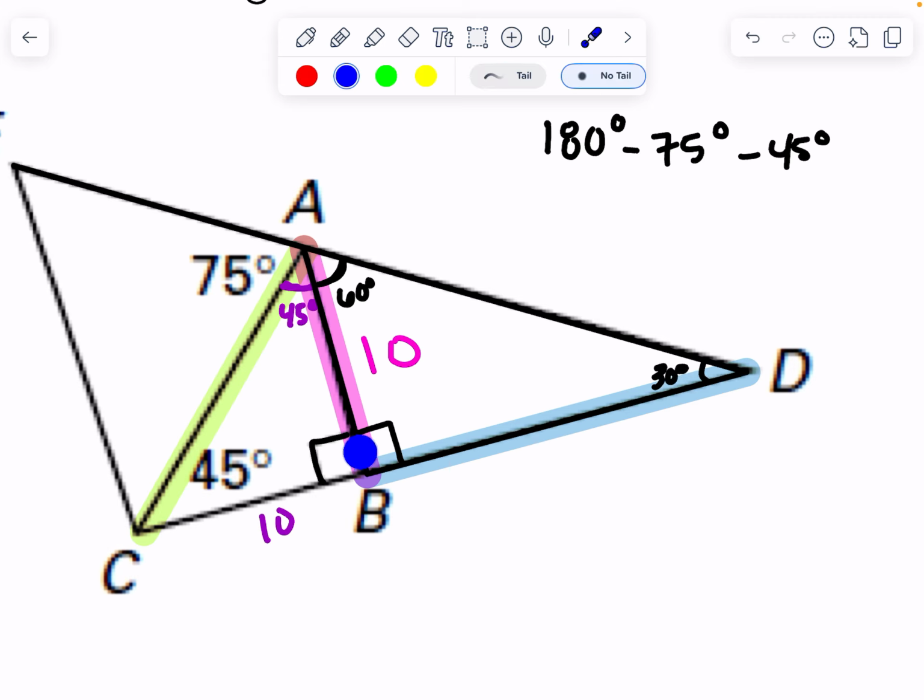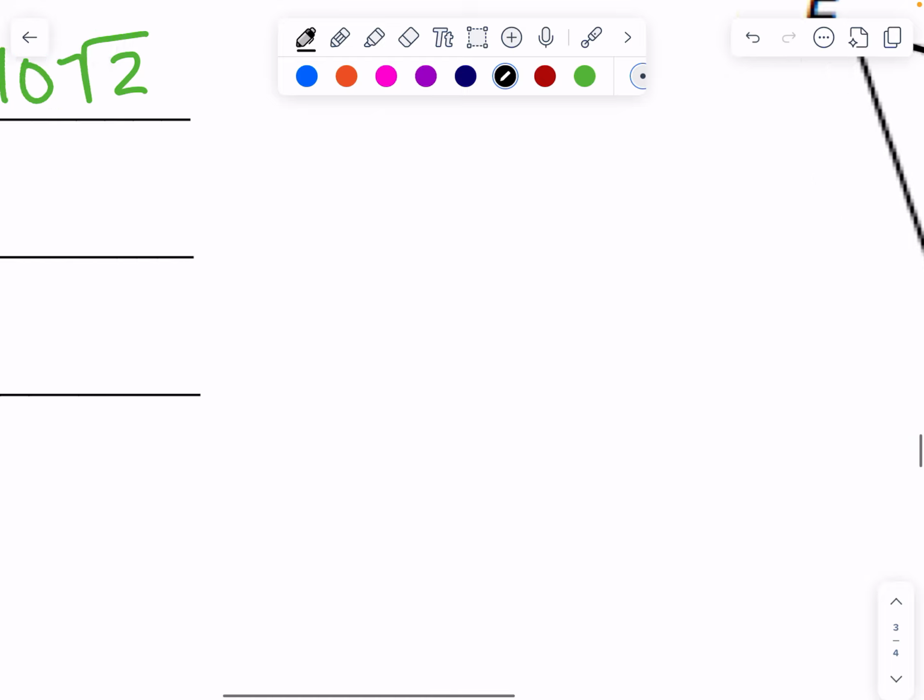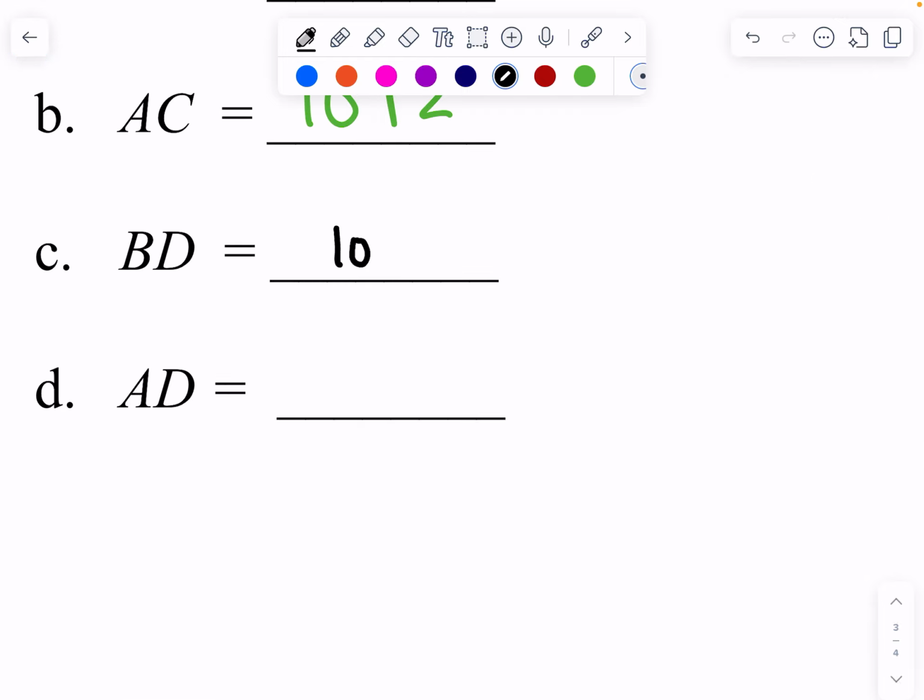Now we have this length, which is 10, and I see that that is across from my 30 degree. So this is my short leg. In order to find our long leg, which is what BD represents, we take our short leg and we multiply it by the square root of 3. So B to D is simply 10 square root of 3.